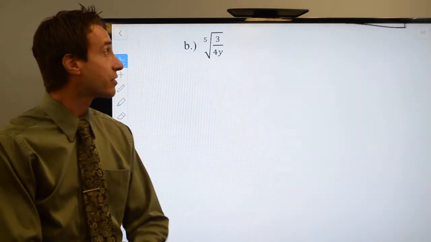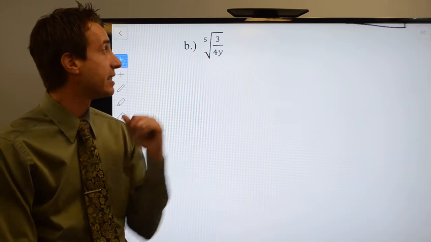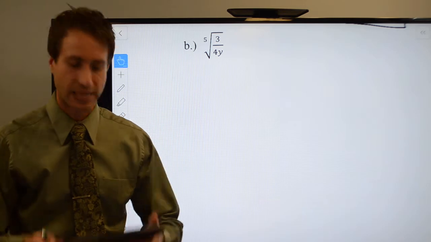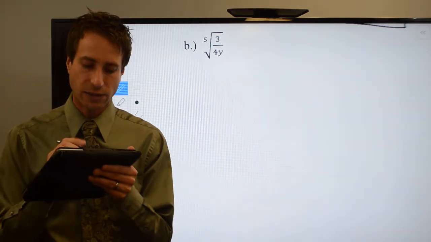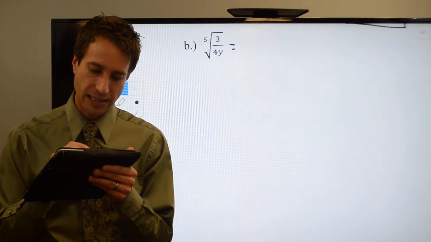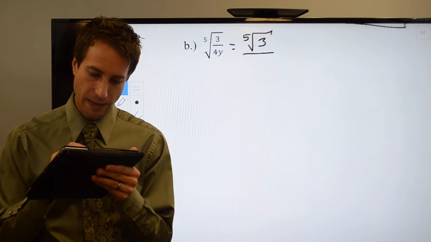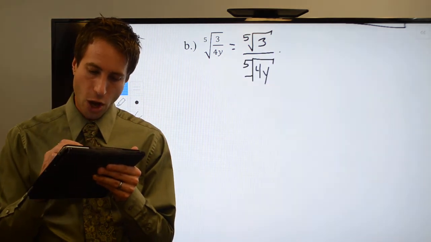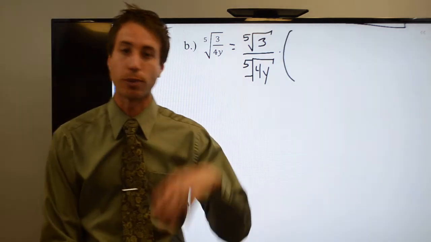Okay, well, we got ourselves another good one here where our index is not a 2. I have an index of 5, so we know we're going to have to do the slightly trickier one. Let's run through it together, a little bit extra practice here and see how it goes. First things first, I'm going to split this up as the 5th root of 3 and the 5th root of 4y.